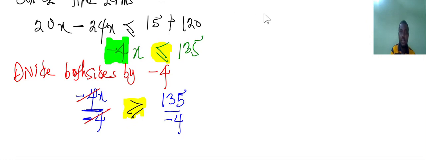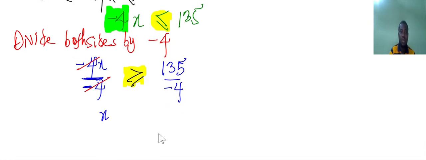Now we write x greater than or equals to 135 over minus 4. So very appropriate, the minus can be written up. So x greater than or equals to minus 135 over 4. x is greater than or equals to minus 135 over 4. Let's show you a number line representation of that.